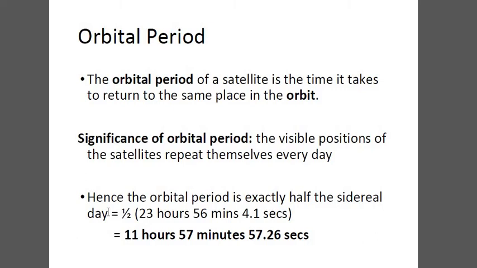The orbital period of the satellite is the time it takes to return to the same position in the orbit from where it started. The time taken is 11 hours 57 minutes and 57.26 seconds. So approximately, we'll take it as 12 hours.